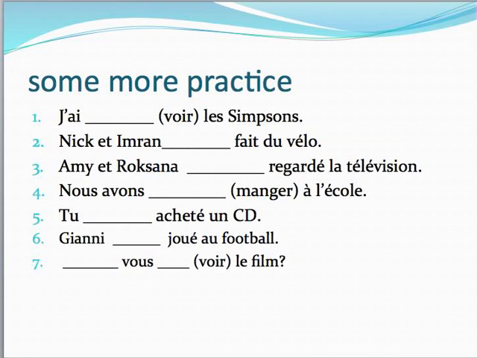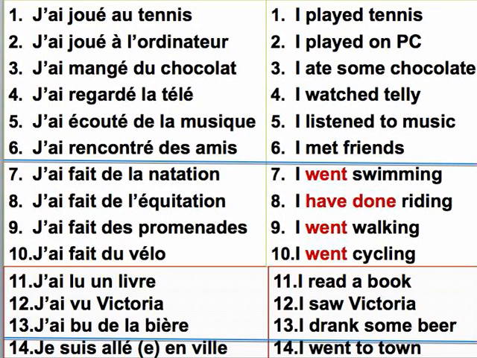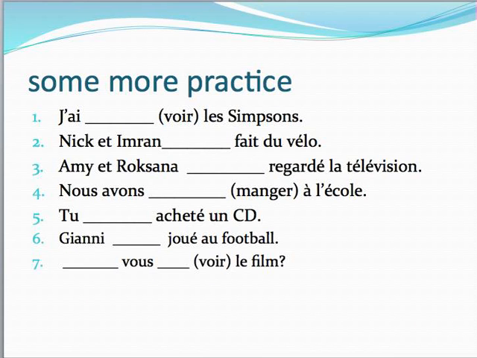Can you complete them? Again, it's a chance for you to just pause and give it a go. Right. I didn't have the answers for that one ready, so I'm just going to talk you through it. J'ai vu les Simpsons, VU. Nick et Imran, two of them, two boys, so we need to have on. On fait du vélo. Amy and Roxana, two girls, doesn't matter, they're still plural, so it's the ONT form, ont regardé la télévision.